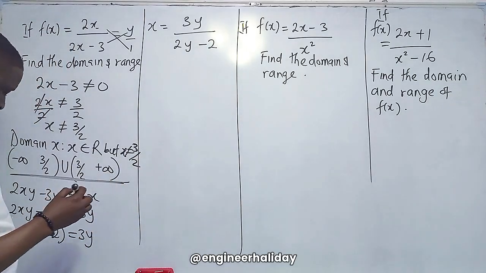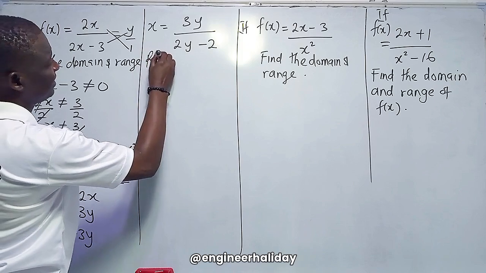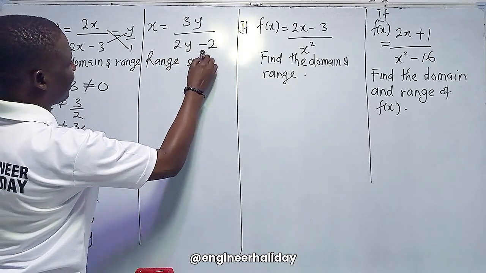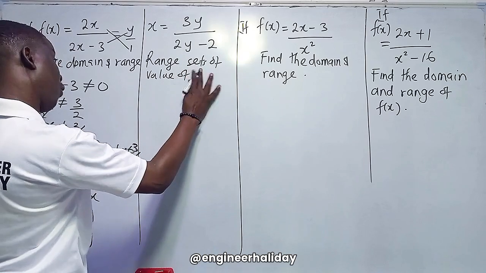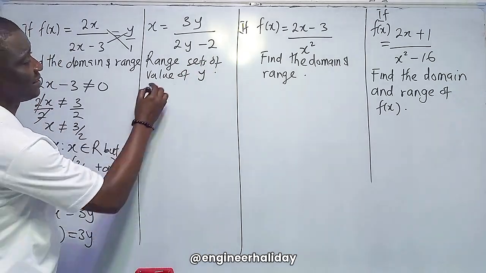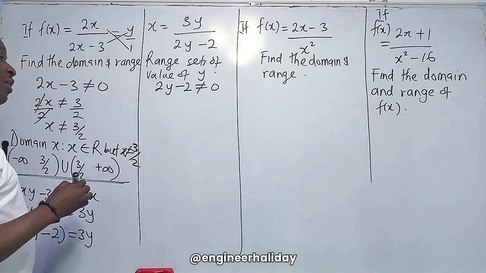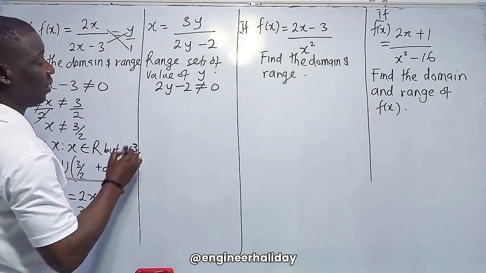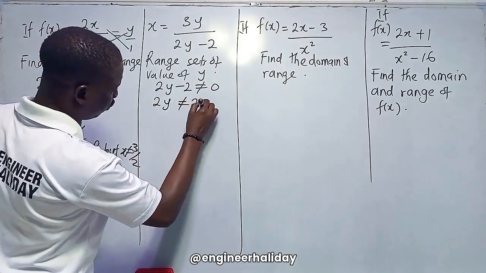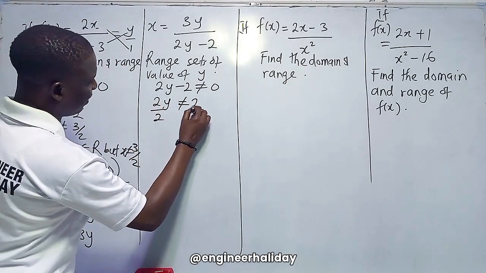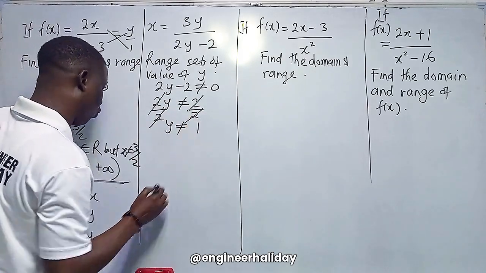So what we're going to do now, for us to find values for the range, the range is a set of values of y rather. So in this case, I want to make the denominator also not equal to 0 and see what this result will give us. So I would have 2y minus 2 not equal to 0. So divide both sides by 2, this will cancel. So y is not equal to 1.